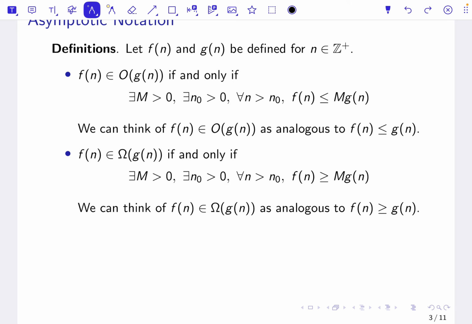Before I move on from this slide, it's worth noting these analogous bits. Saying that f of n is in big O of g of n is like saying that f of n is less than or equal to g of n. Likewise, big omega is like saying greater than or equal to. We're going to see alternate definitions in later lectures that are analogous to other comparators. So strictly less than, strictly greater than, and equals.